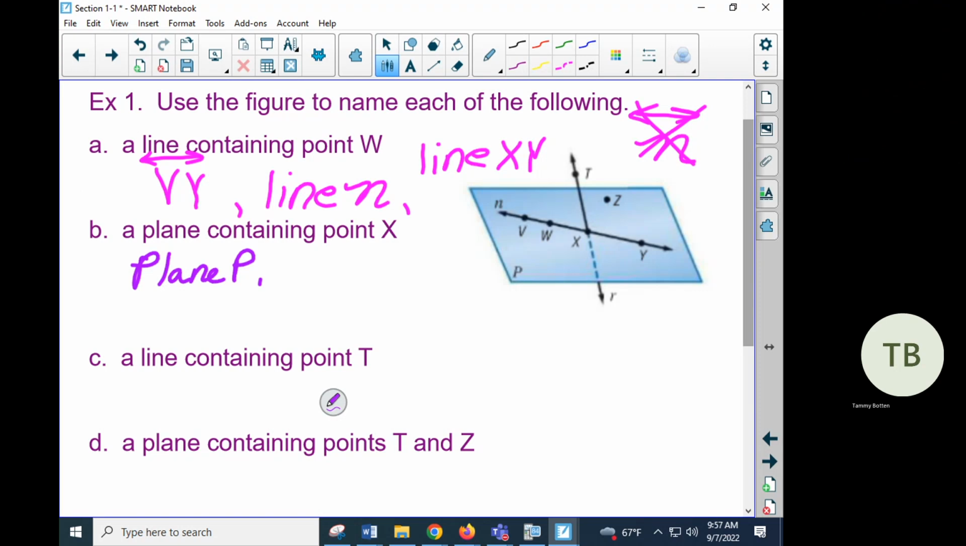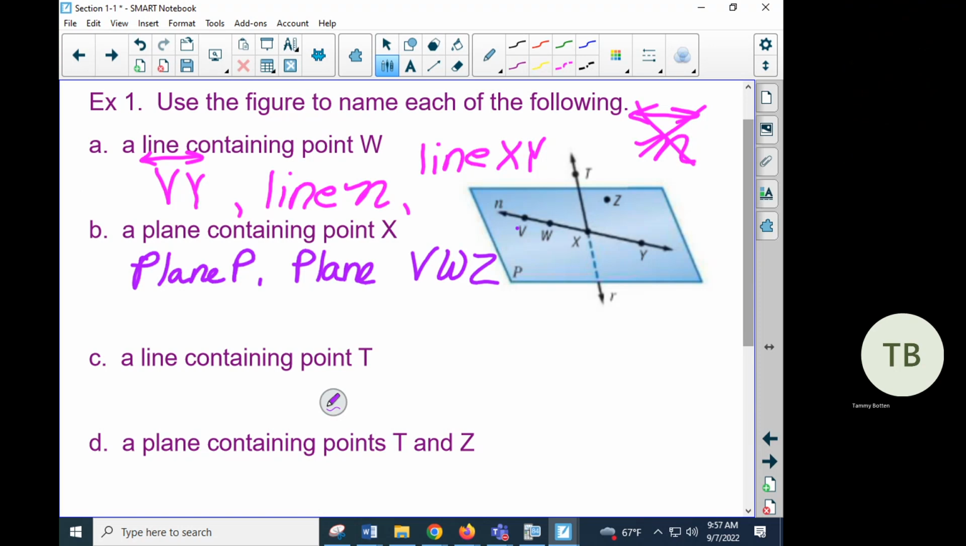C. Okay, so we can say plane BWZ. Okay, I could say YXZ, XBZ. C has to be in the name. Can I use P in these 3 letters? No, because P is not a point.